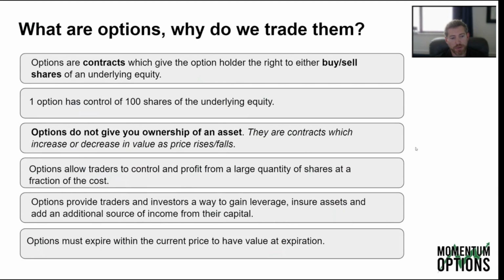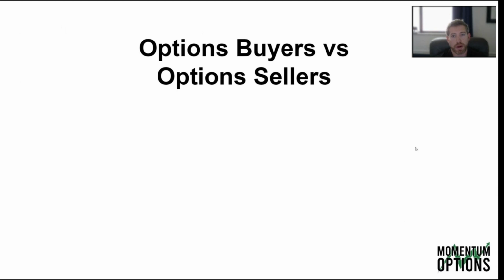Also, keep in mind that options must expire within the current price to have value. Remember, we're talking about whether it's usable at expiration. Does it have any value? Is there any point in using it, or is there a better deal to be found by just buying or selling the stock at the current price? If buying or selling the stock at the current price is a better deal than the deal your option provides, then you don't want to use your option. So the option must expire within the current price to have value at expiration.